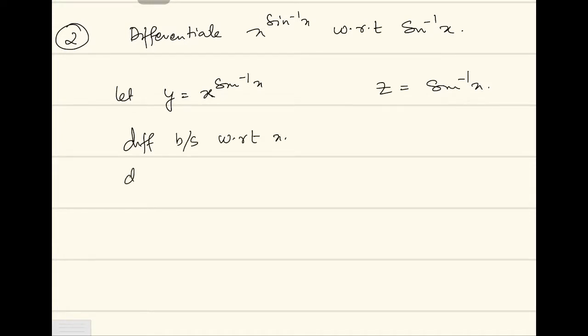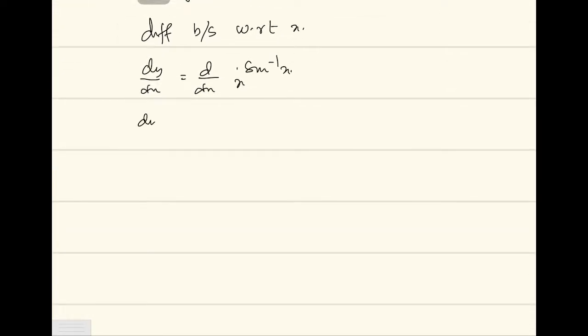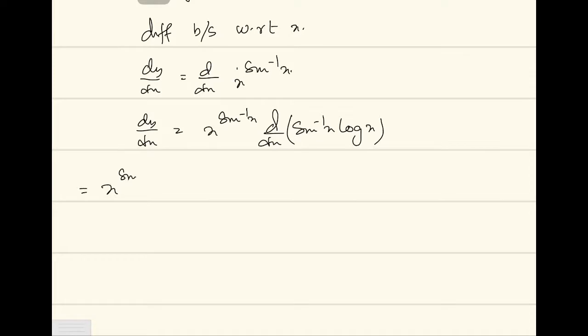What do I get? dy by dx equals d/dx of x to the power sine inverse x, isn't it? So after this I get dy by dx ultimately equals the formula: x to the power sine inverse x into d/dx of u log v, that means sine inverse x log x, correct? So that's the formula. Now I will write x to the power sine inverse x. Check this out, and let's differentiate this.